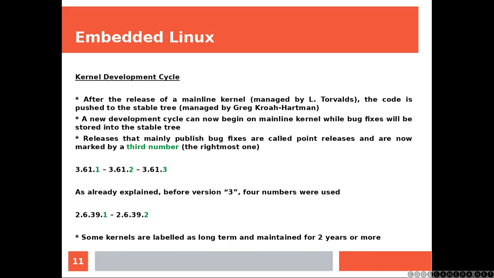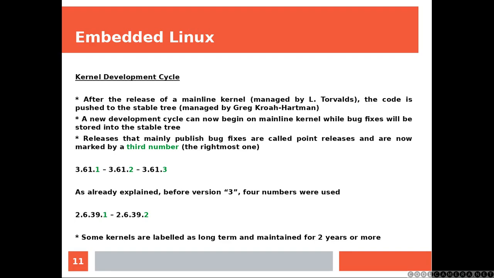After the release of a mainline kernel managed by Torvalds, the code is pushed to the stable tree. A new development cycle can now begin on mainline kernel, while bug fixes will be stored into the stable tree. Releases that mainly publish bug fixes are called point releases and are now marked by a third number, the rightmost one.